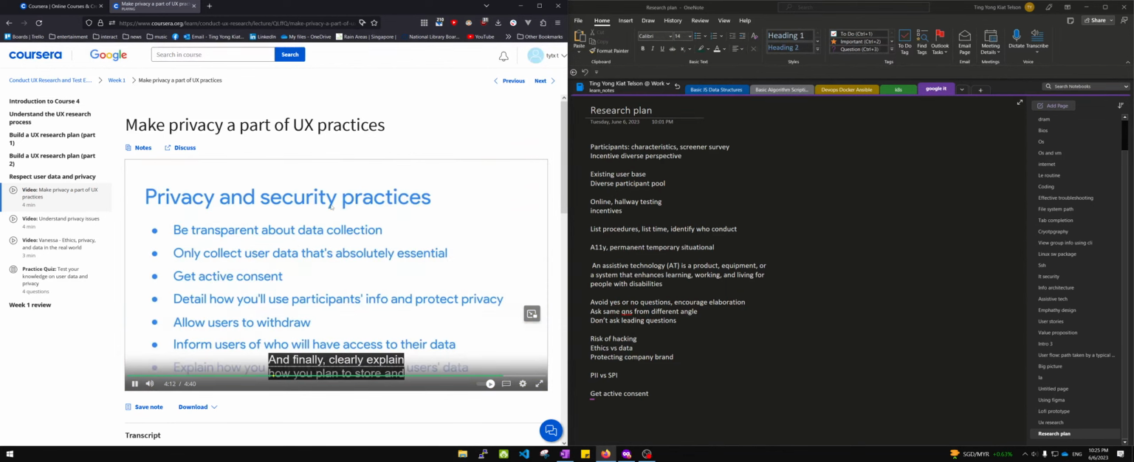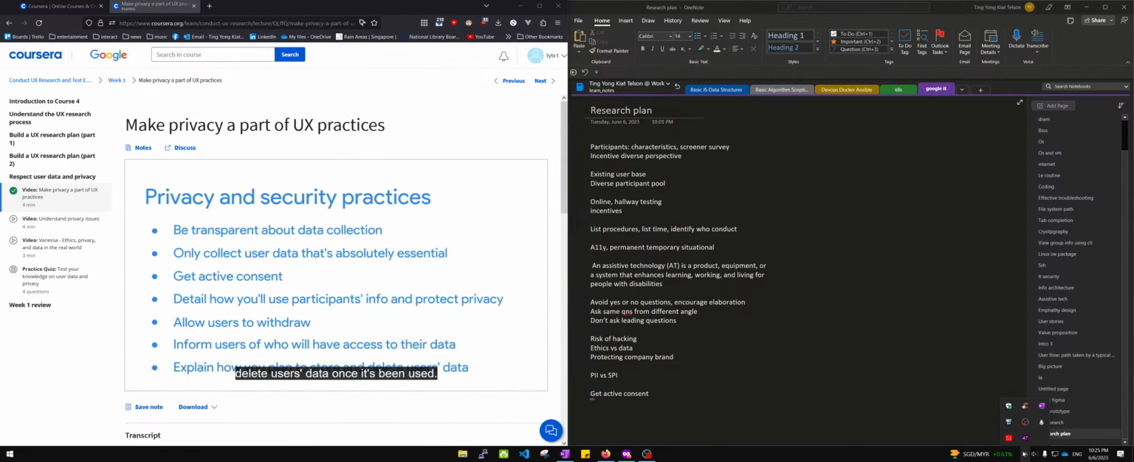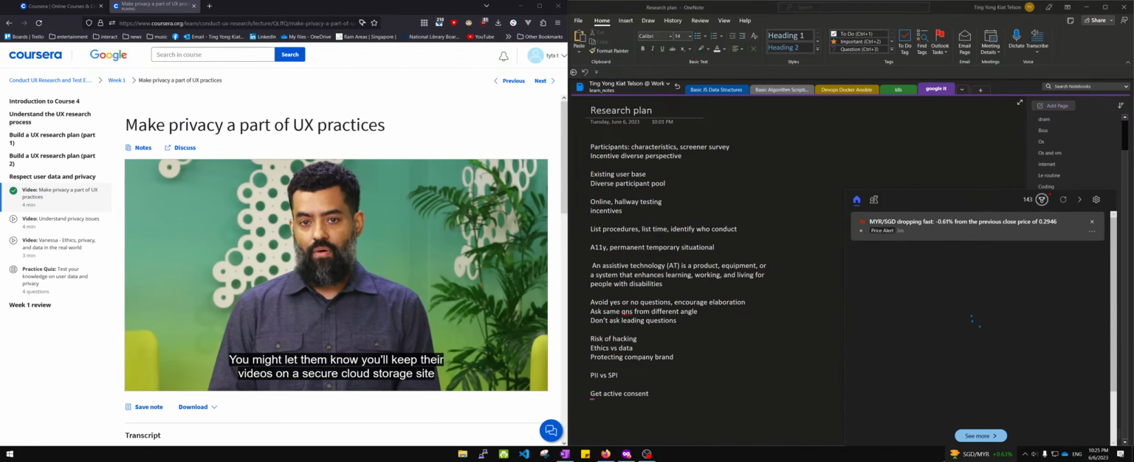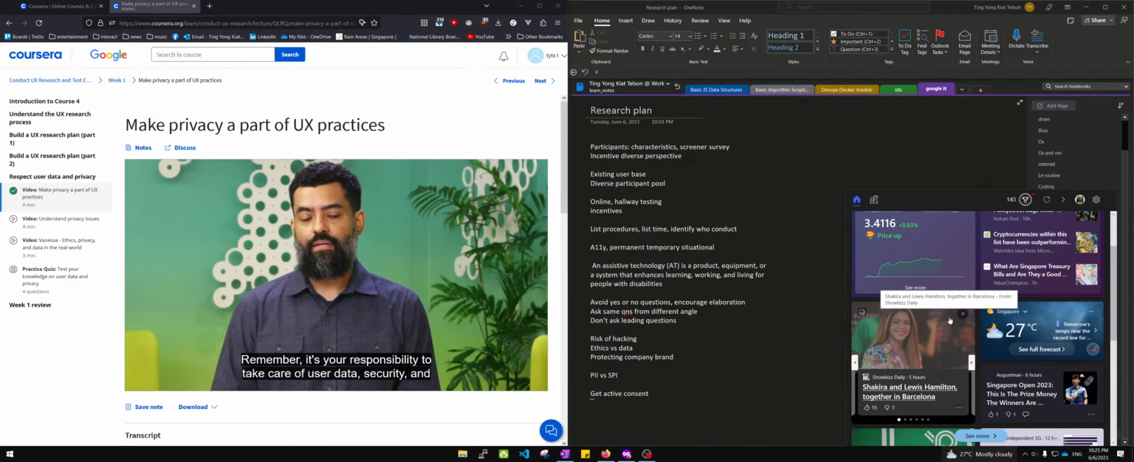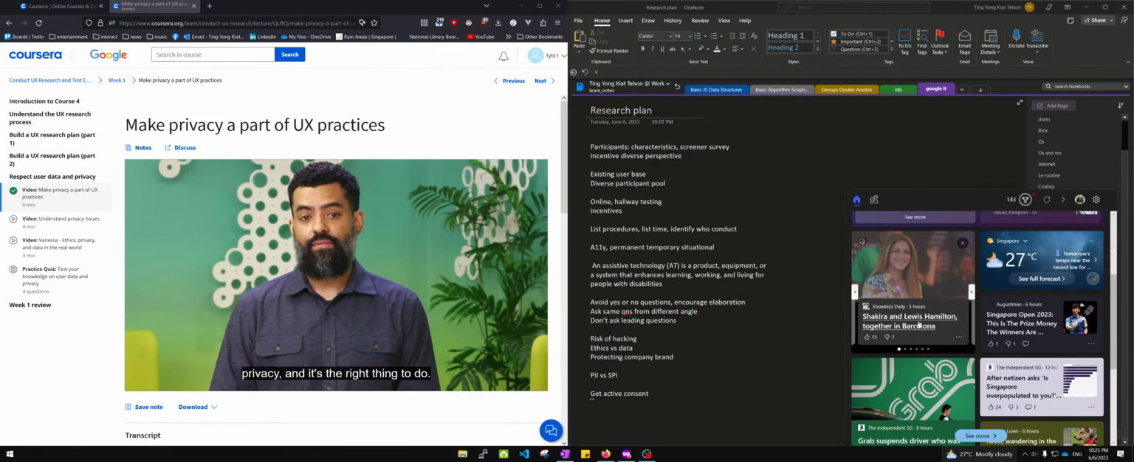And finally, clearly explain how you plan to store and delete users' data once it's been used. You might let them know you'll keep their videos on a secure cloud storage site until you've completed the study, and then it will be deleted. Remember, it's your responsibility to take care of user data, security, and privacy, and it's the right thing to do.